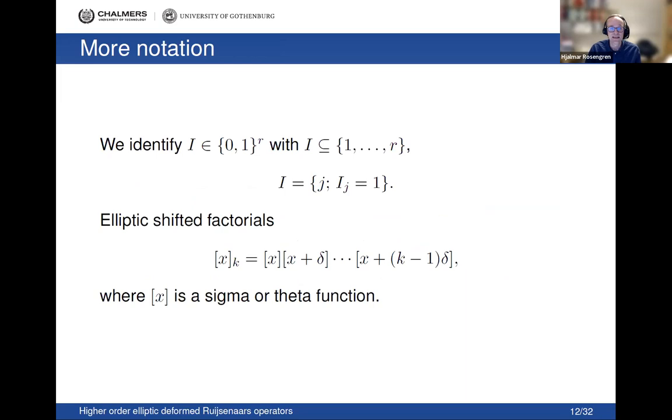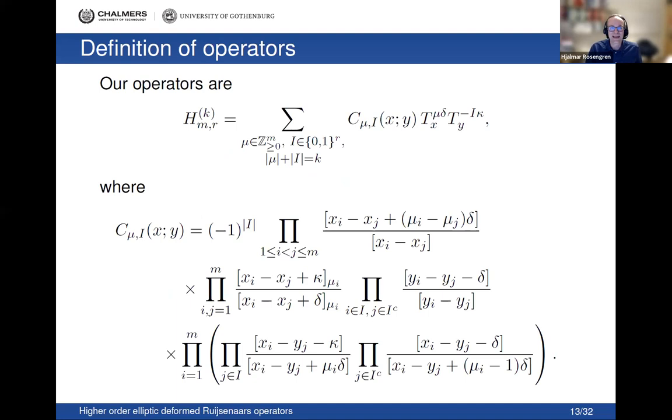And I want some notation for elliptic shifted factorials. This is just a product of theta functions or sigma functions, where you shift. I will always shift here by delta, so I don't write delta explicitly. So you shift the variables by some multiples of delta. Okay, then I can write this thing down. Here are the operators acting on M plus R variables, and it's of degree K, so the total degree of all the shifts is K. I have these translations I had before, and I have some coefficients. The coefficient is this product, which is something that you have to get used to. But it's possible to work with this.